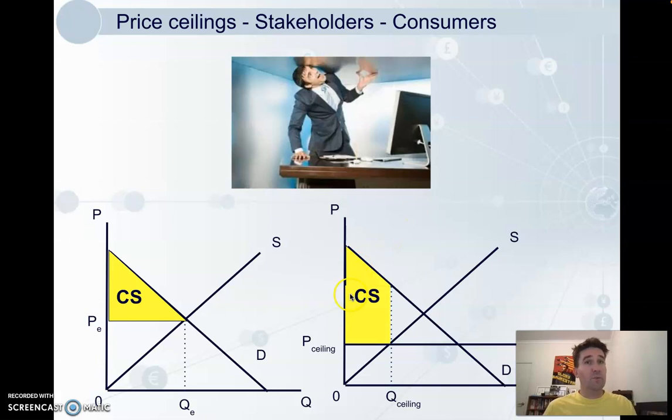So some consumers win because they get a lower price now, right? They're definitely better off. Some people are better off. But some consumers lose because not everyone gets to receive the good. So less people receive it, so consumers are worse off in that way. So here we can see the effect on consumer surplus.